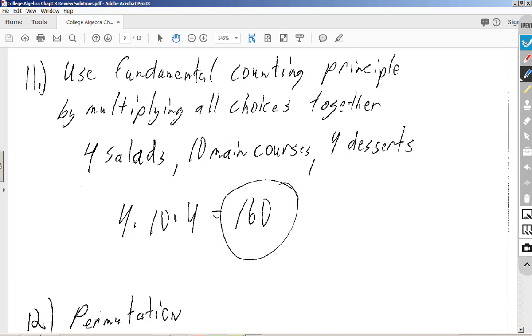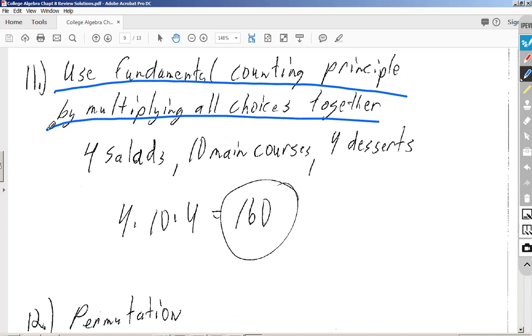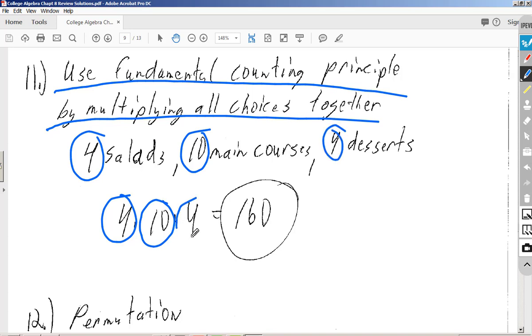Okay, and number 11 says a restaurant offers a choice of 4 salads, 10 main courses, and 4 desserts. How many possible 3-course meals are there? Well, according to the fundamental counting principle, to find all your choices, all you have to do is just multiply them all together. So since I've got 4 salads and 10 main courses and 4 desserts, I take 4 times 10 times 4, and that gives me a total of 160.